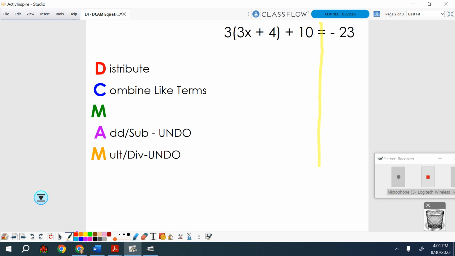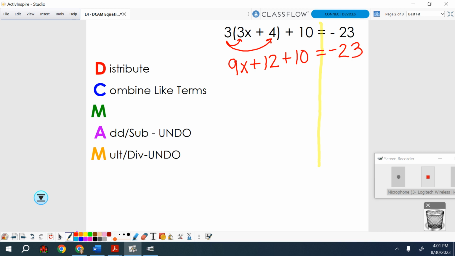So here we go. We'll start at the top of our list. We're going to distribute first. I know I have to distribute because I can see my parentheses right here. So I'm going to start off by distributing. 3 times 3x will give me 9x. 3 times 4 will give me 12. And then I still have this plus 10, and it equals negative 23.